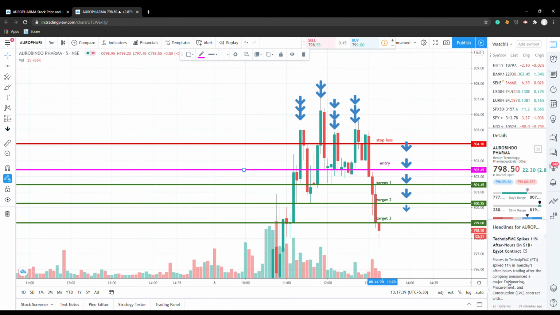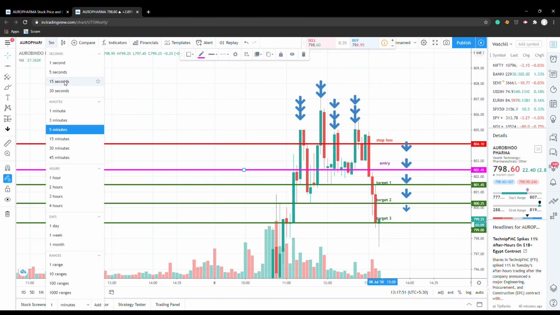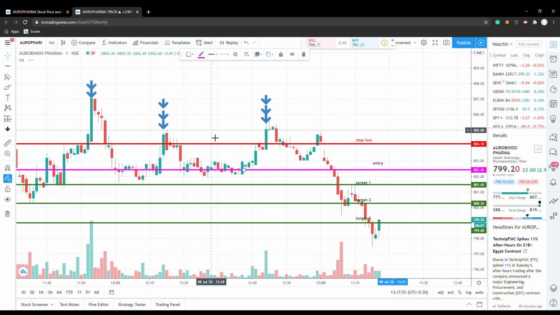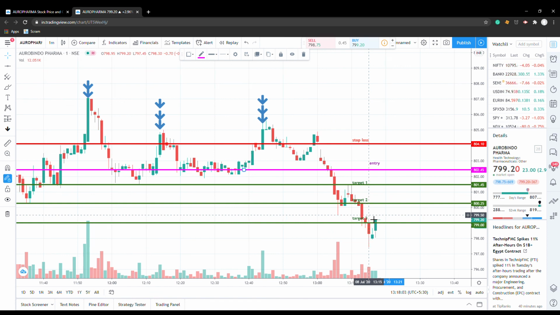Hello guys, welcome back. We have achieved all our targets just like I said. This is the power of price action. Just look how good the trade was. If you learn price action, there will be no one in the stock market that can stop you. I'll go to the 1 minute time chart. Just look at it. The moment we entered, every single second we were in profit. This is exactly why I say you should learn price action.